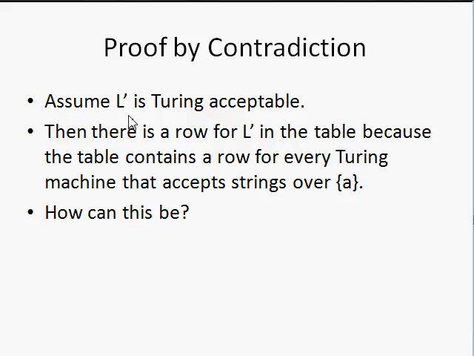So then it must have a row in that table, because that table contained a row for every Turing machine. So if our language is Turing acceptable, that means it has a Turing machine. And that table contained all the Turing machines. So it has to be in there somewhere. But how could that be? How could there be a row that matches up with our language L prime?